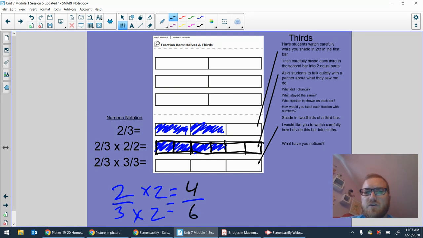Okay, now I did that by drawing it out, but you can see on my multiplication problem down here, I also did multiplication. I had my numerator, 2 times 2 equals 4, and then my denominator, 3 times 2 equals 6. Okay, I'm going to do the same thing now quickly here. Shade in my 2/3 to start again.